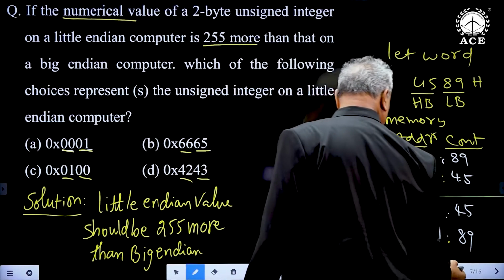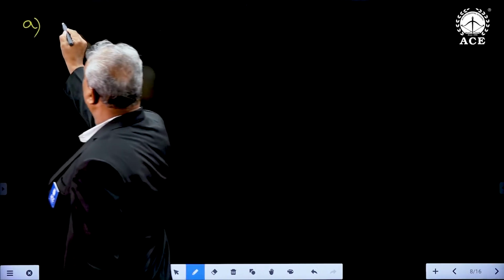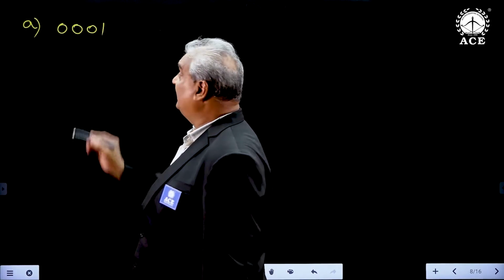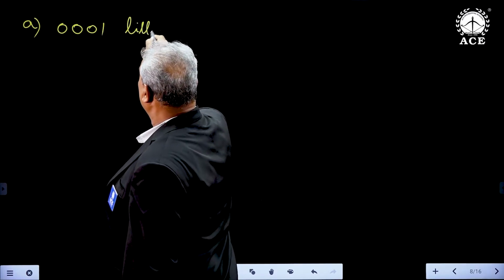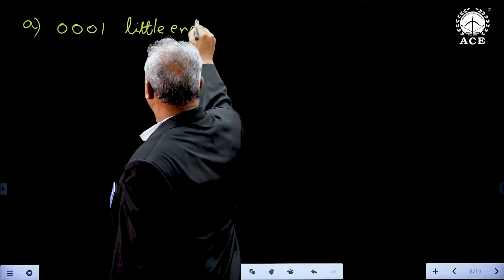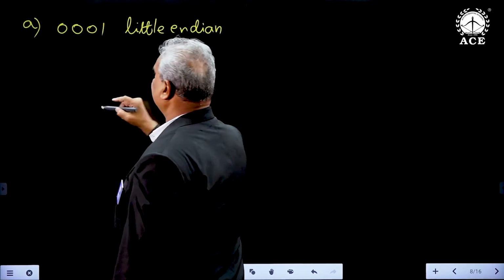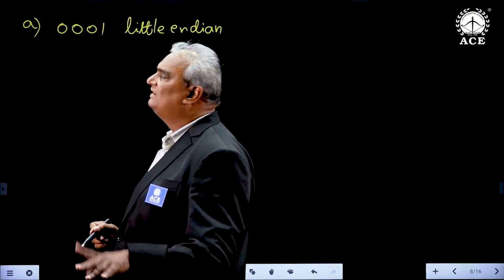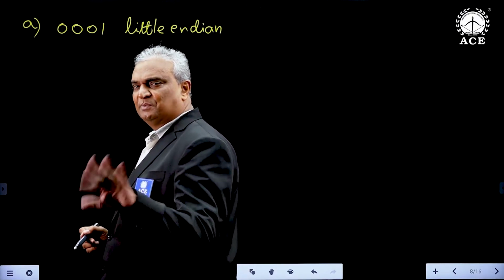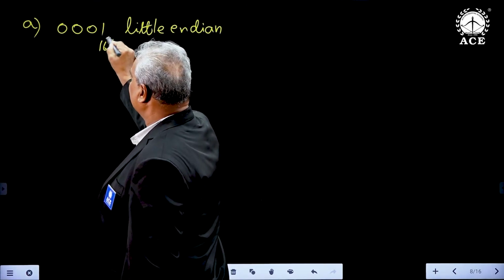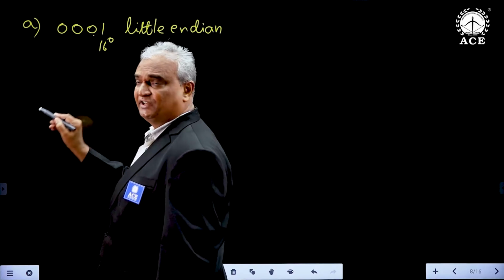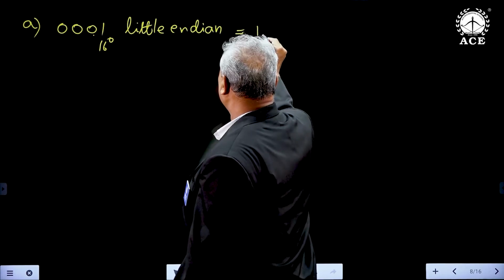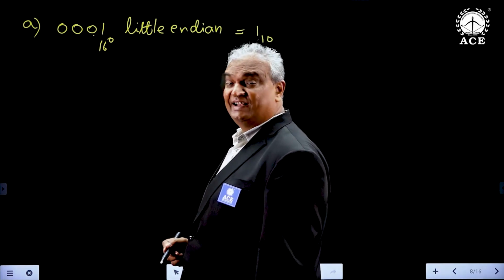0001. Unsigned integer. It is little endian. What about numerical value for this? In this, since it is in hexadecimal, that's why find its decimal value. 16 power 0, 16 power 1, 16 square, 16 cube. Finally, what about this decimal value? 1 decimal. Little endian decimal value is 1.